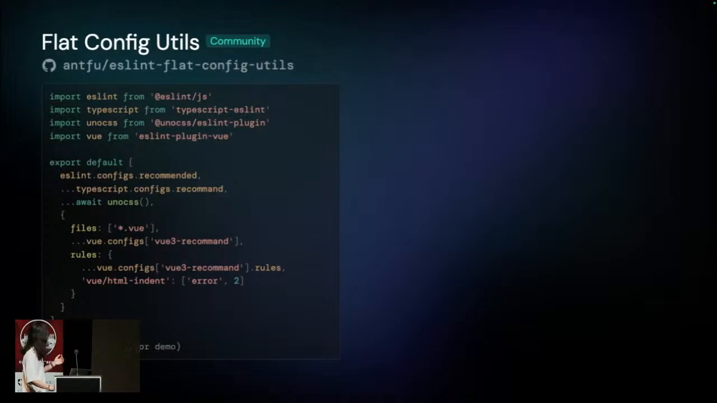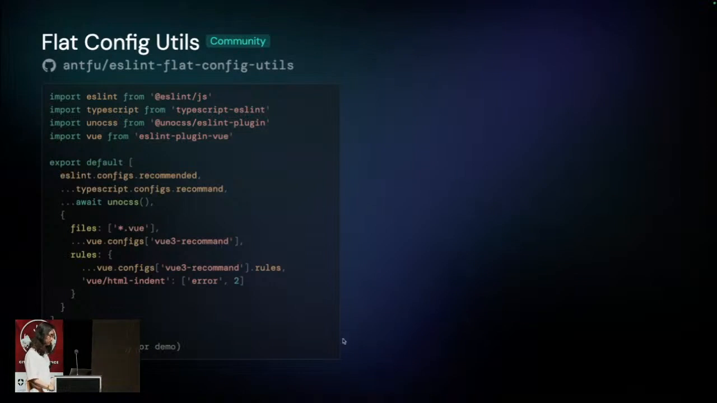So here you can see that the TypeScript config recommended, I think I made a typo here, is an array, so you need to destructure it. And UnoCSS can be a function that you might need to await. So when you use them together, it's usually your responsibility to join them together as a single array. You have to know what they output and how you're going to resolve them.